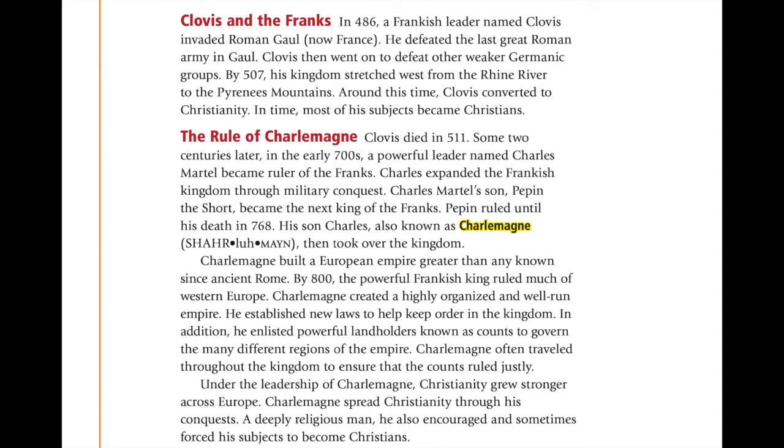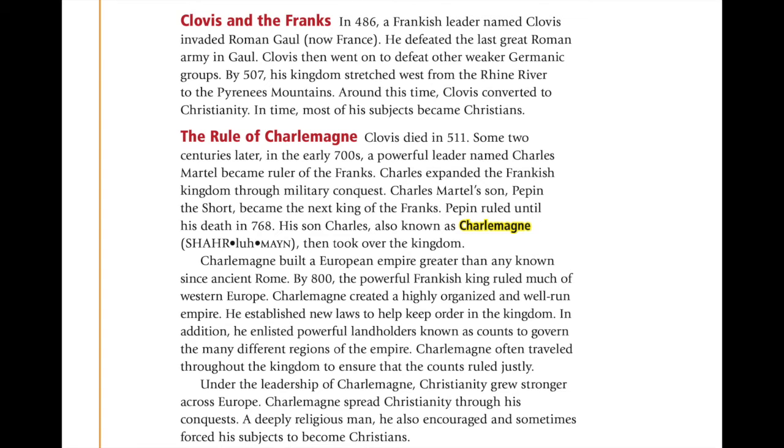Charlemagne built a European empire greater than any known since ancient Rome. By 800, the powerful Frankish king ruled much of Western Europe. Charlemagne created a highly organized and well-run empire. He established new laws to help keep order in the kingdom. In addition, he enlisted powerful landholders known as counts to govern the many different regions of the empire. Charlemagne often traveled throughout the kingdom to ensure that the counts ruled justly.